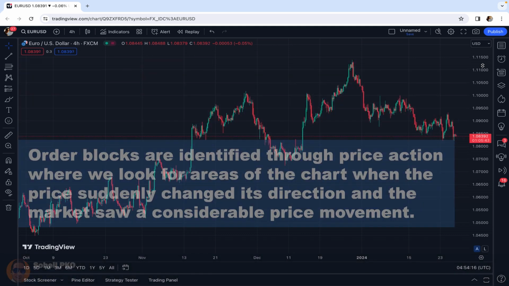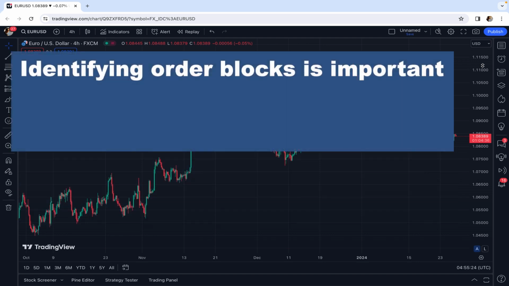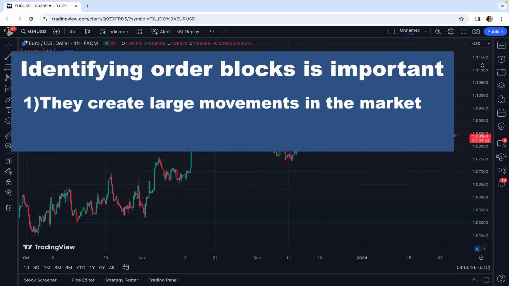So basically, order blocks are identified through price action, where we look for areas of the chart where the price suddenly changed its direction and the market saw a considerable price movement. Identifying order blocks is important because they create large movements in the market. When large amounts of buy orders are executed, this can push the price up, and when large amounts of sell orders are executed, this can push the price down, because they cause imbalances between supply and demand. So it can affect the price considerably, and they can act as a key support or resistance level in the future.